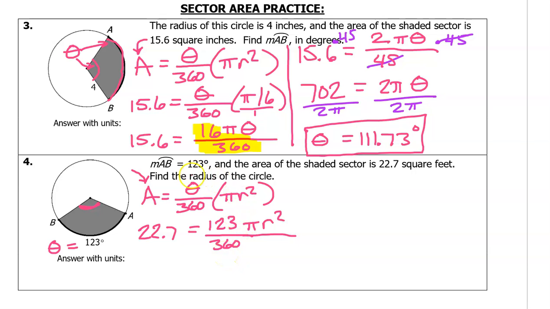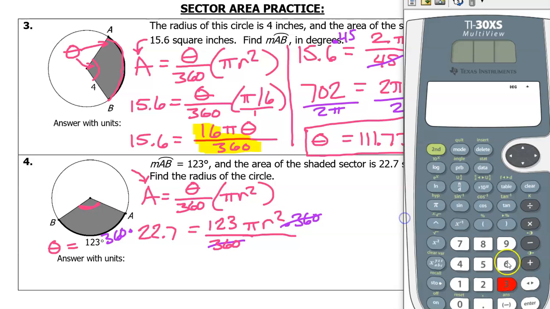So I need to solve this for the radius. I need to solve this for r. Normally I would reduce this, but 123 is a prime number. It is not going to reduce at all. So we are just stuck with big numbers. I'm going to multiply both sides by the denominator of 360, on the left and right. That way these will cancel each other out. And it's just a matter of what is 360 times 22.7. 8,172.